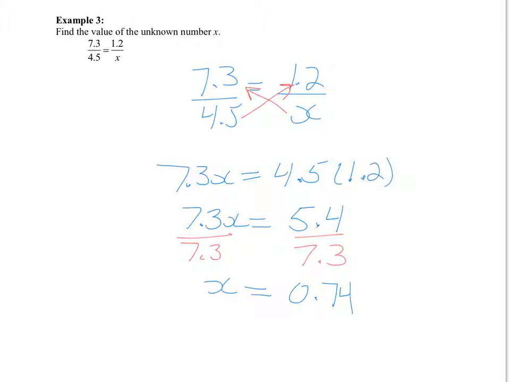Just remember those steps. Cross multiply across, you get the numbers, bring the x up, attach it to x, and then divide by whatever is attached to x. And that's pretty much it. If you have any questions, see your instructor.